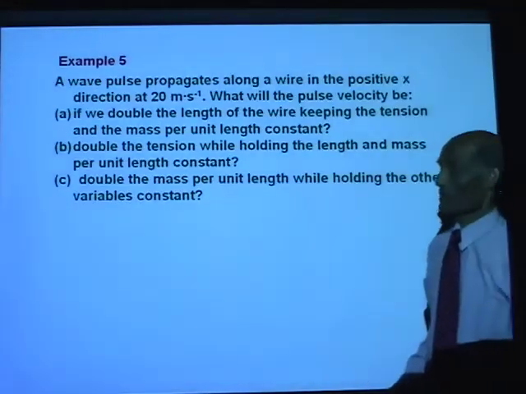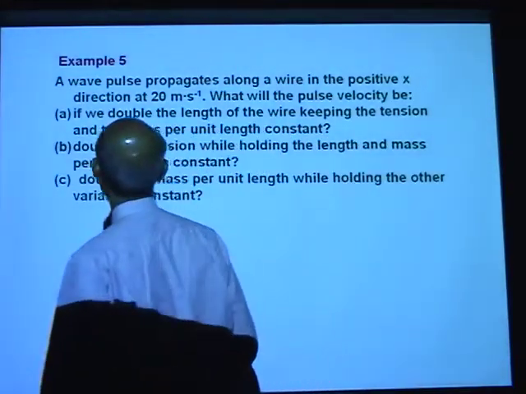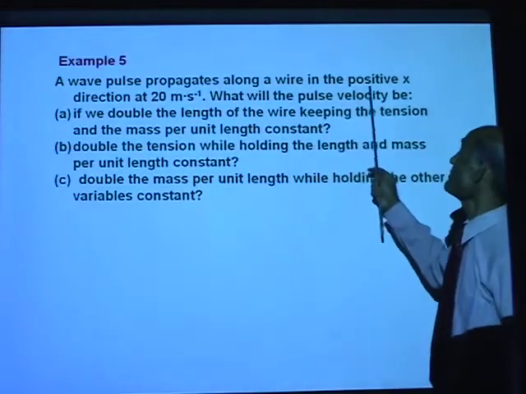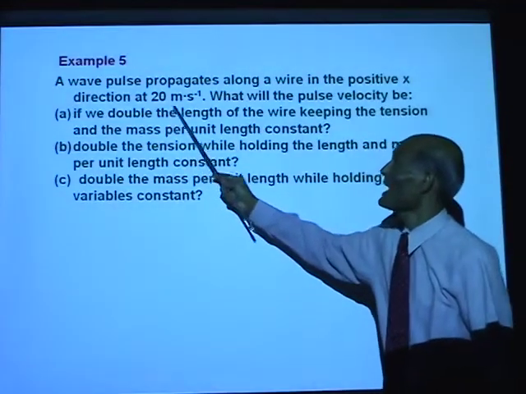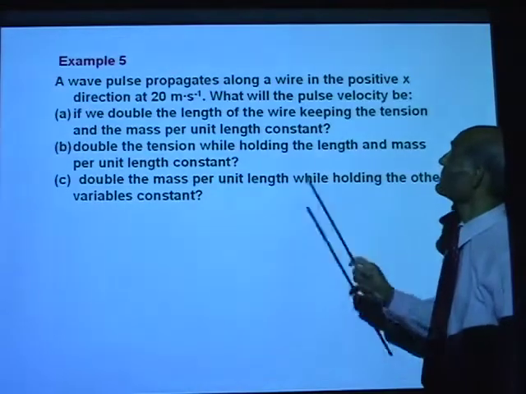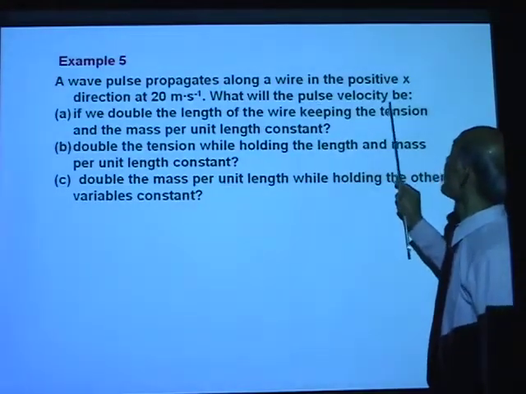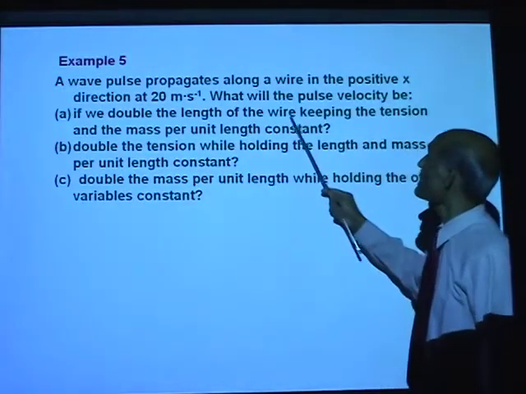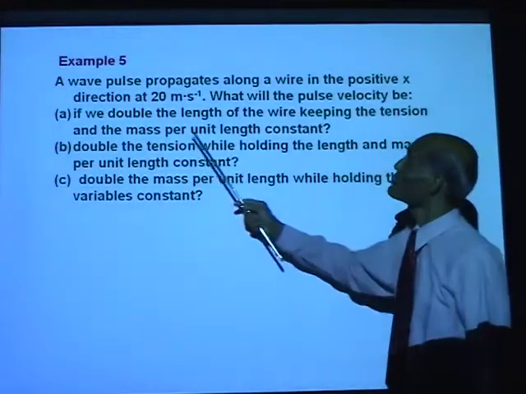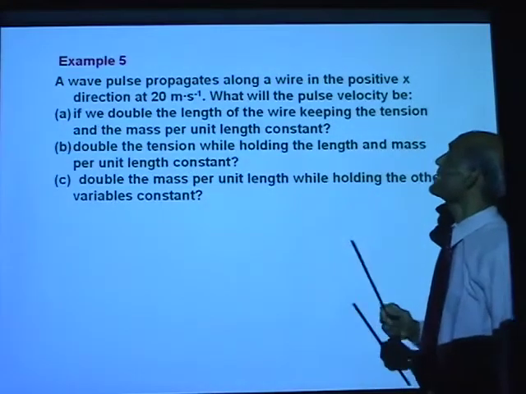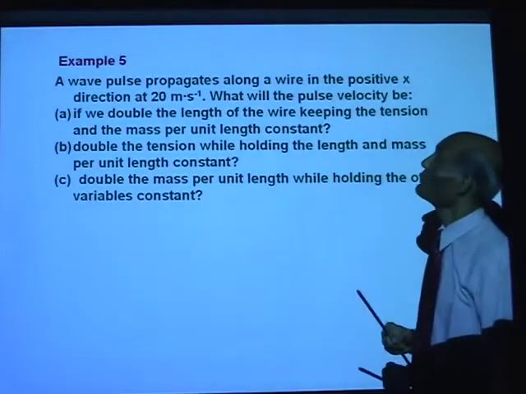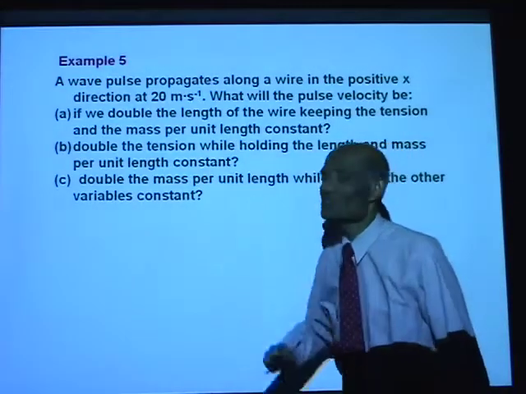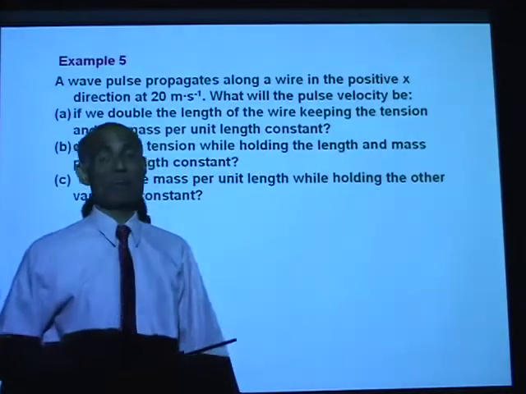Another one? Okay. A wave pulse propagates along a wire in the positive x direction at 20 meters per second. What will the pulse velocity be, if we double the length of the wire, keeping the tension and mass per unit length a constant? We double the length of the wire. I think some of you may be able to answer that question directly now.